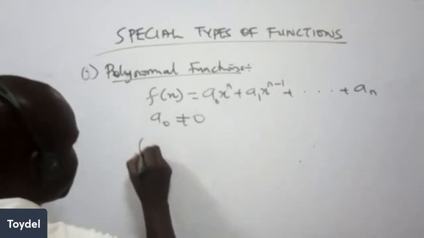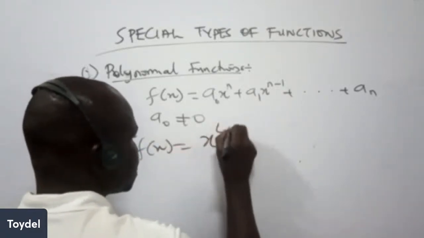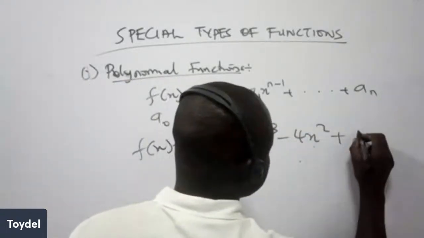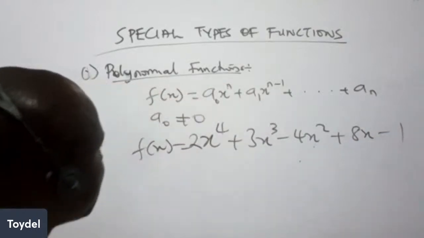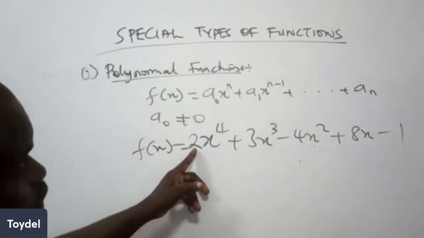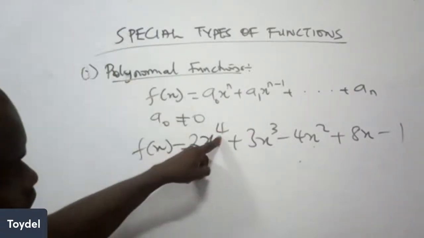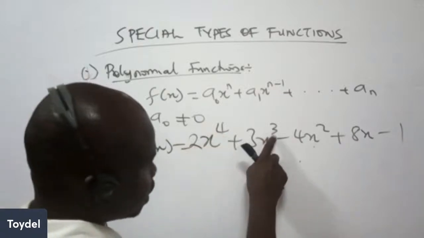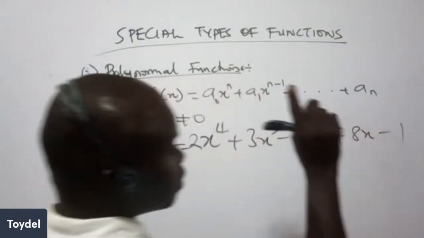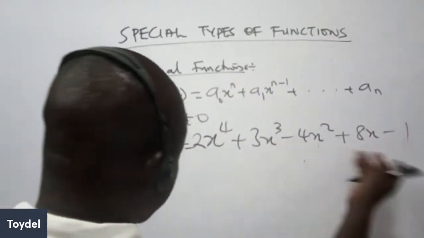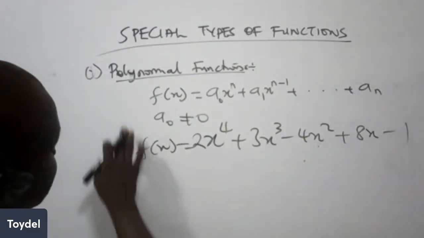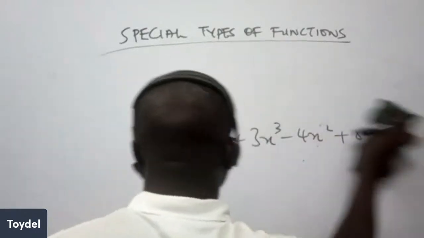A specific example of this is when f of x is equal to 2x to the power 4 plus 3x cubed minus 4x squared plus 8x minus 1. This type of function is referred to as a polynomial function. It is of order 4, the highest degree here is 4. If the highest degree is 3, it is a cube, then it is order 3. If the highest degree is square, it's order 2, and it can be called quadratic. If the highest degree is 1, that's the linear function. So that is that about polynomial function.